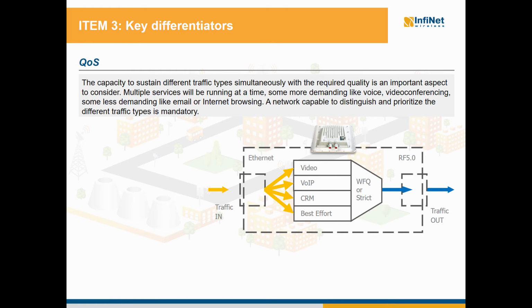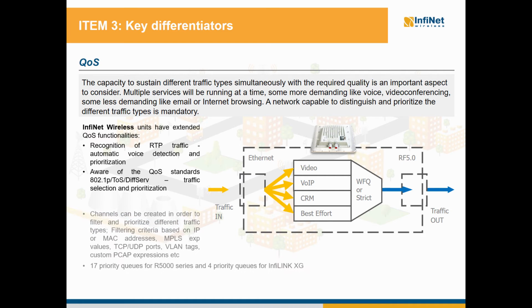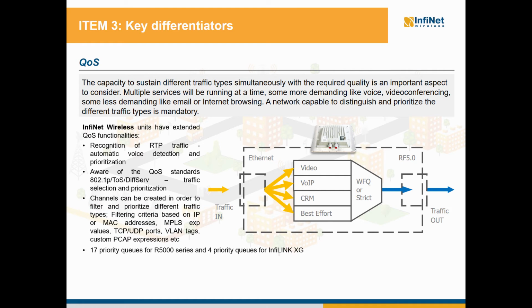Having a network that is capable to distinguish and prioritize the different traffic types is also required. Our units feature in this sense advanced QoS functionalities, and I begin with the mentioning of the automatic voice detection and prioritization. Traffic selection and prioritization can be achieved automatically based on other QoS standards, like for example 802.1p, or using channels which can be created to filter and prioritize the traffic based on any criteria that fits your needs.